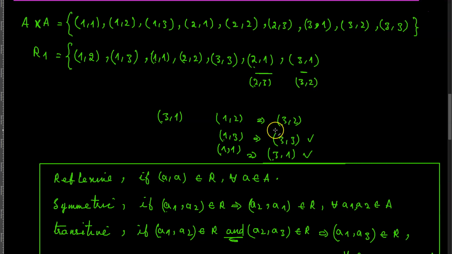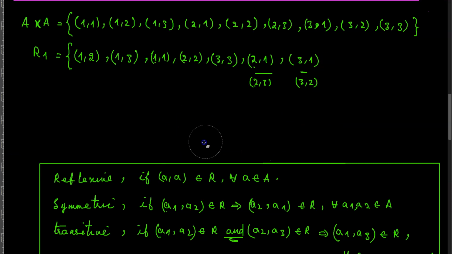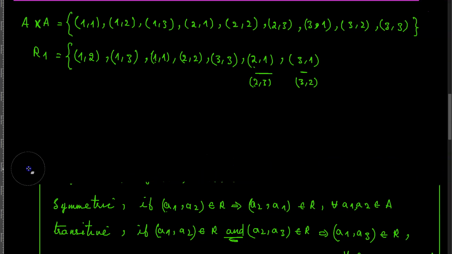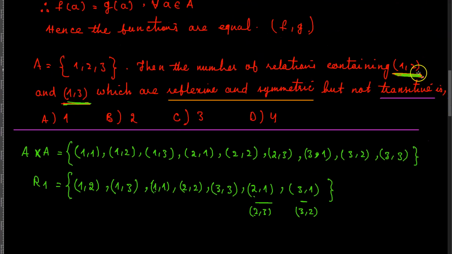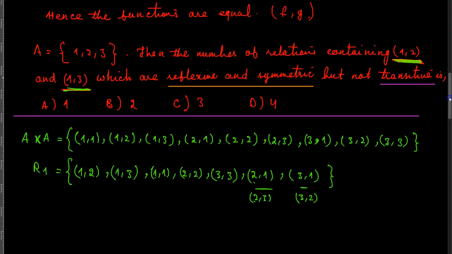Which means that as it is, the smallest relation that you can find, which is reflexive and symmetric and contains these two elements here, is basically R1, and this fulfills all of our conditions, and it's also not transitive, right?